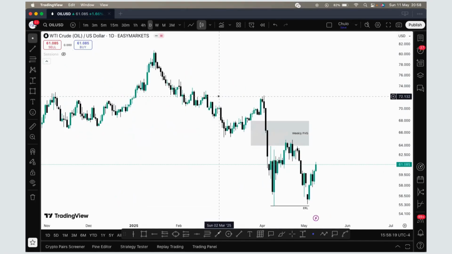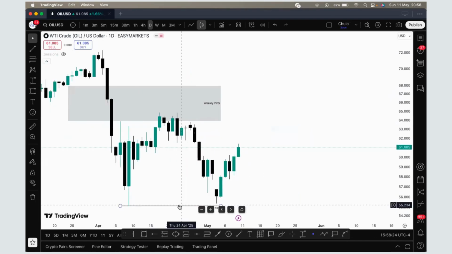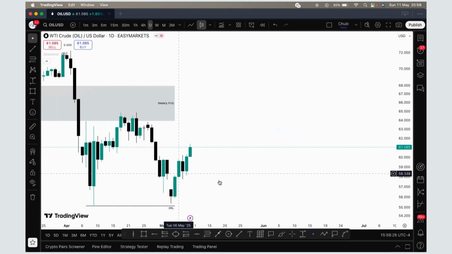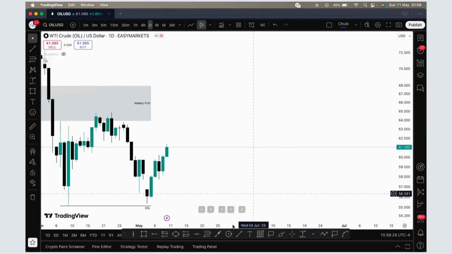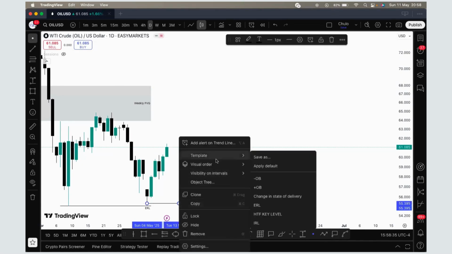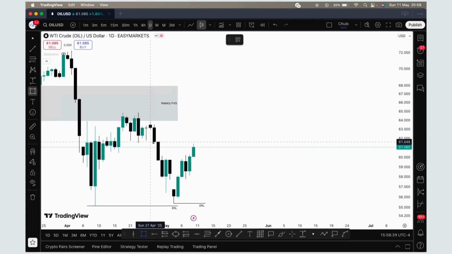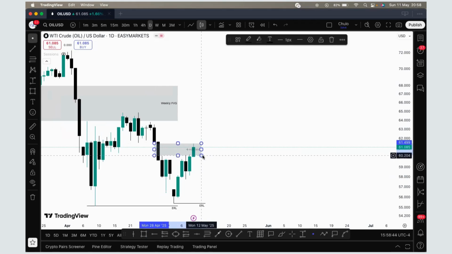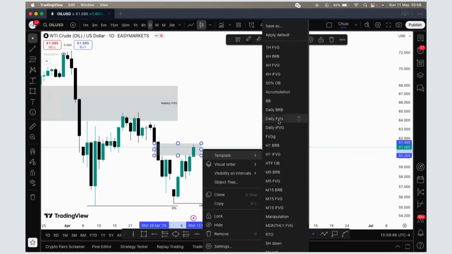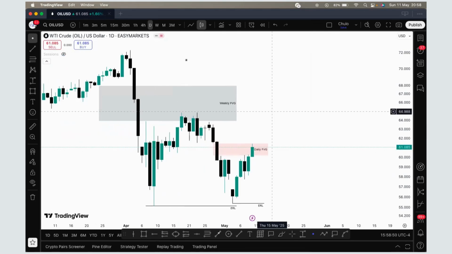Okay, so here on the daily time frame, we have two external range liquidities that price is definitely coming back for. We have this daily external range liquidity here, and we have this daily fair value gap here.